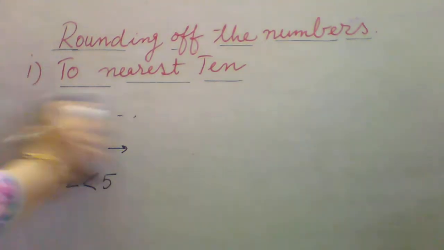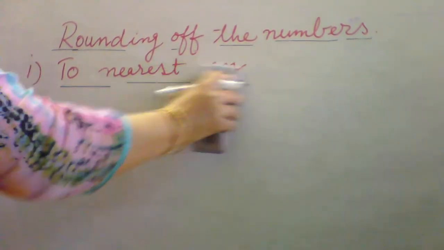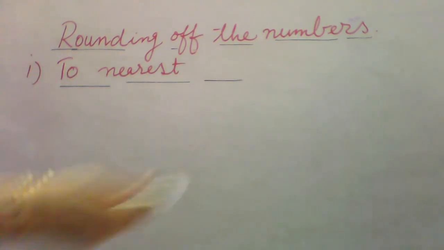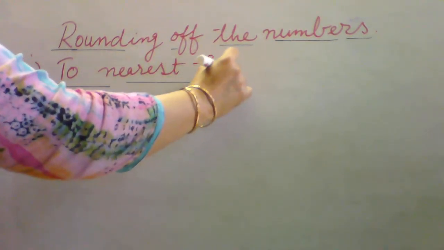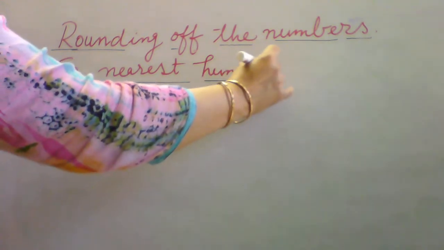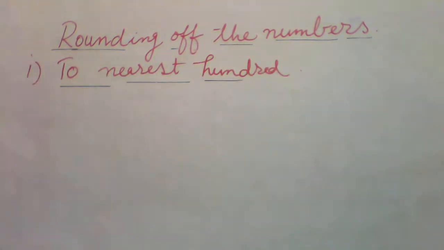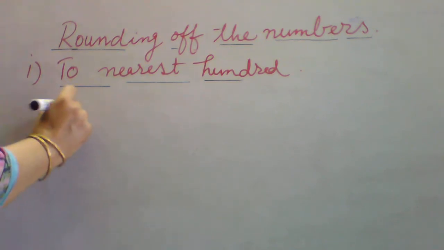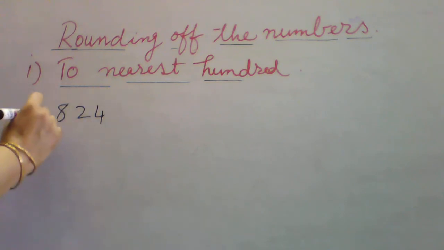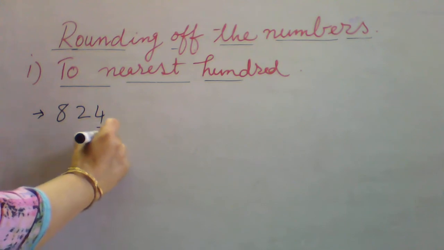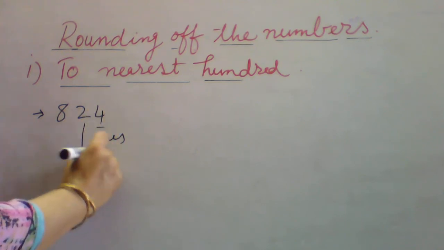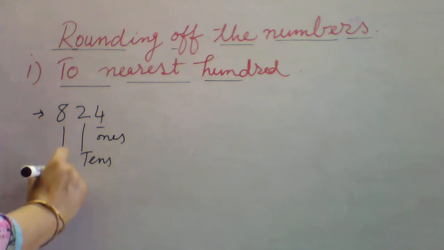Now if we have to round off a number to nearest 100, then what we will do? In this case, when we have to round off a number to nearest 100, I am taking some examples. First example, that is 824. Now in this case children, when we have to round off a number to nearest 100, what we will do? Now this is ones place, this is tens place, this is hundred place.